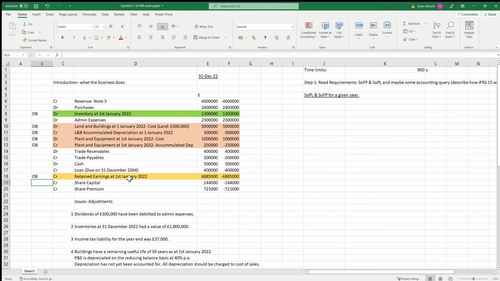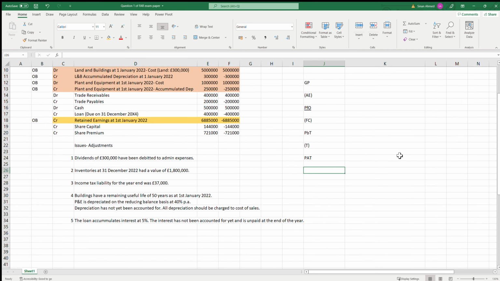What I would personally start doing is preparing my pro forma immediately. So statement of profit or loss for year ended 31st of December 22. So what I'm going to have first is revenue, cost of sales, GP, admin expenses, PFO, FC, which is my finance costs, PBT, tax, PAT. Okay, so I've done that immediately now. I'm going to leave some space.